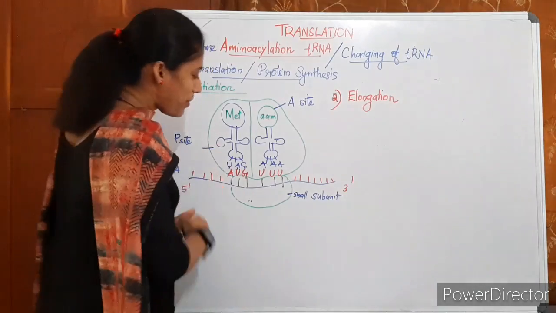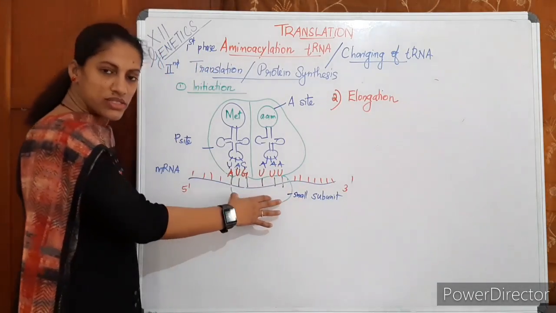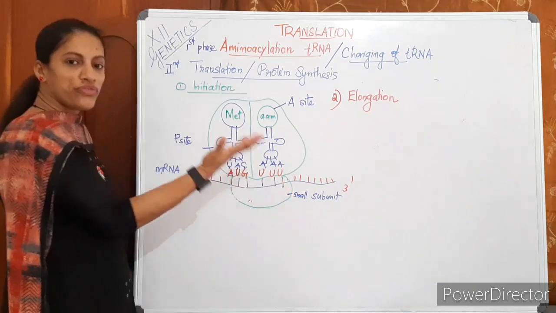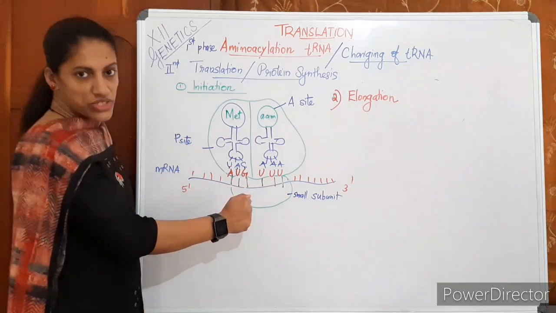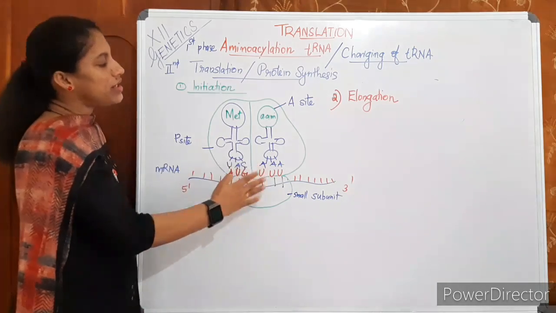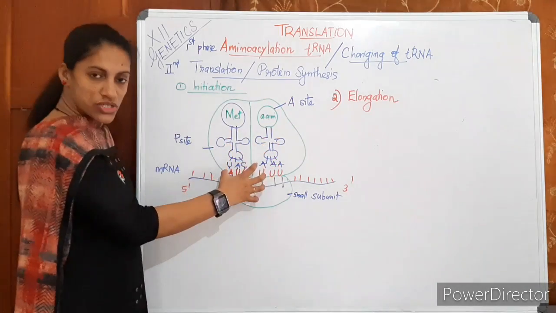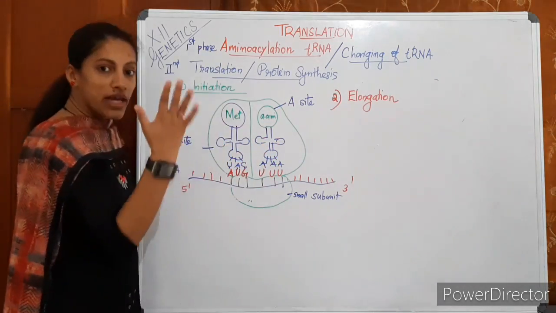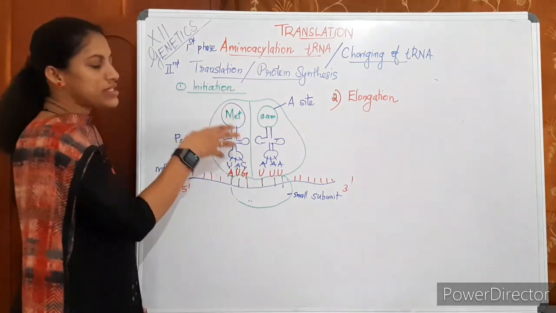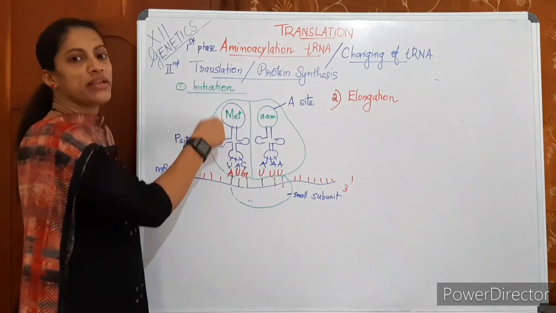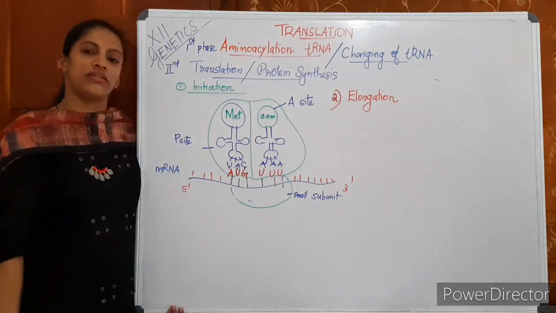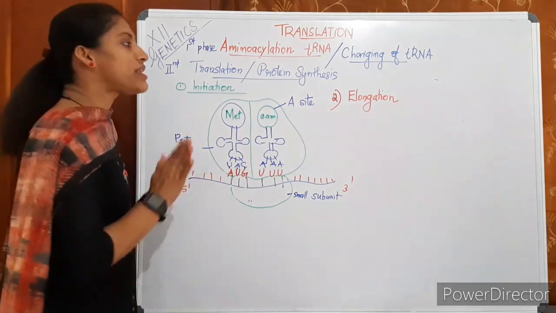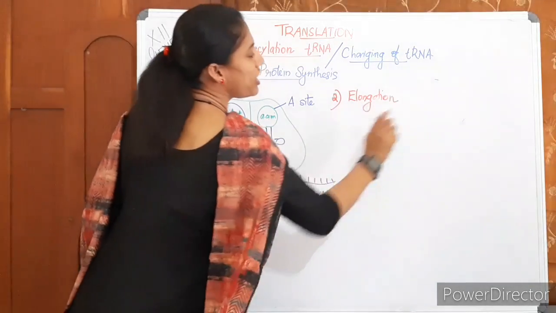First, mRNA will be attached to the smaller subunit with the help of the Shine-Dalgarno sequences. Then it can properly attach to the smaller subunit. Then the larger subunit gets attached there. Both sites are empty initially. To the P site, the initiator tRNA with methionine comes and attaches. That is initiation. And in the second process, the elongation process.